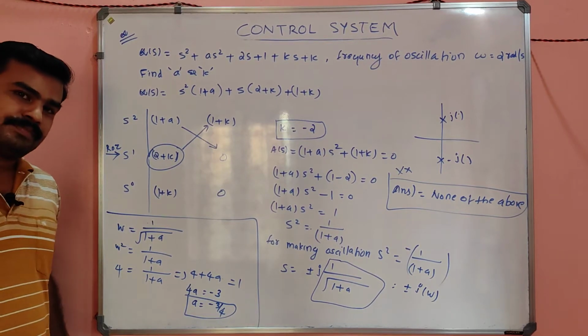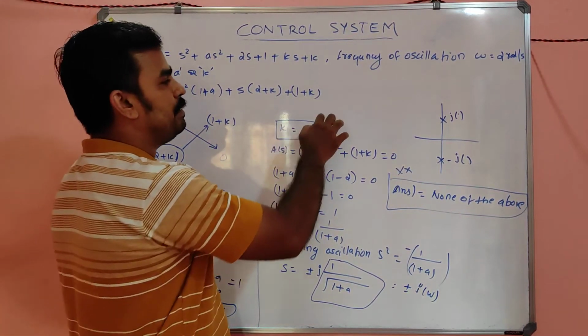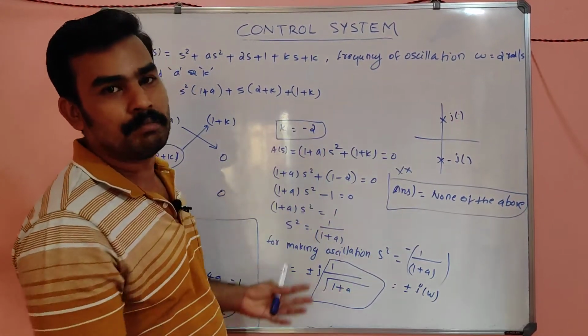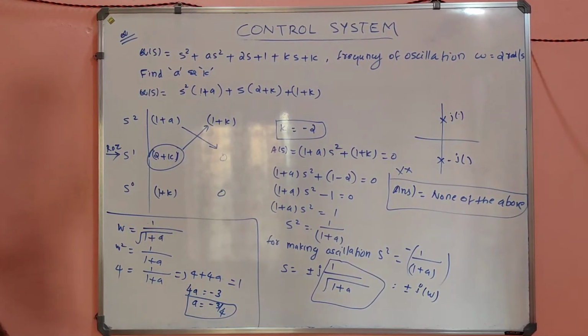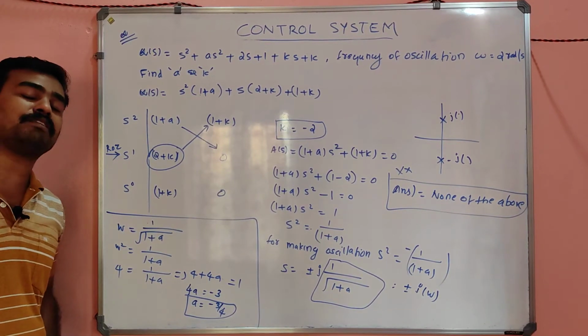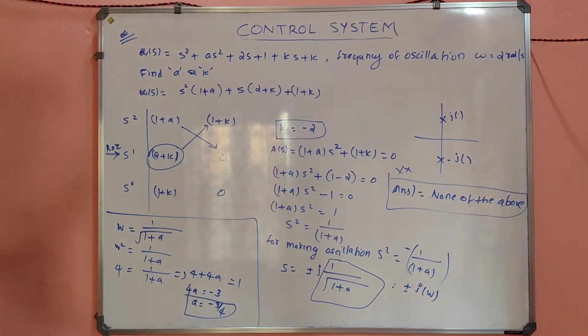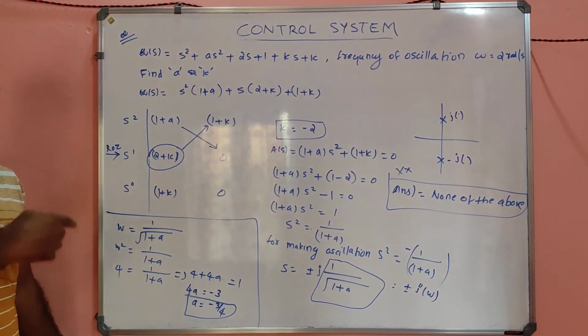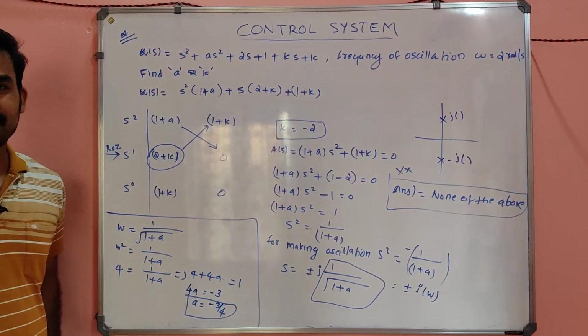Is it clear, my dear? So the complete answer will be k equal to minus 2 and a not able to find, or couldn't find. That will be the answer finally. Is it clear? If it is confusing, my dear, revise my video. The same video you have to revise from the first.